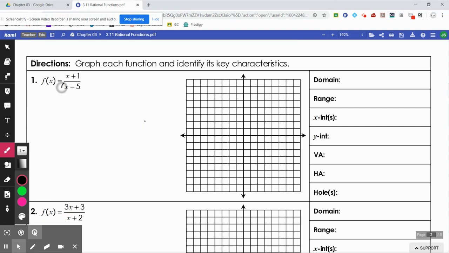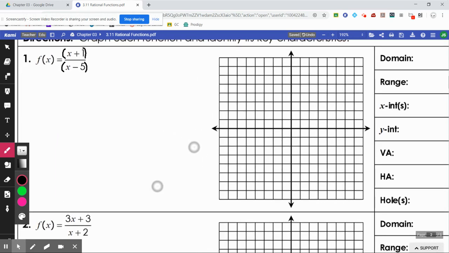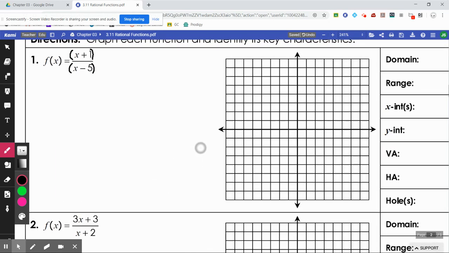This one is already in factored form. The bottom's factored, the top's factored. So let's go ahead and find some intercepts. Again, if you don't remember, to find an x-intercept, we plug in 0 for y. To find a y-intercept, we plug in 0 for x. So let's find those two intercepts.